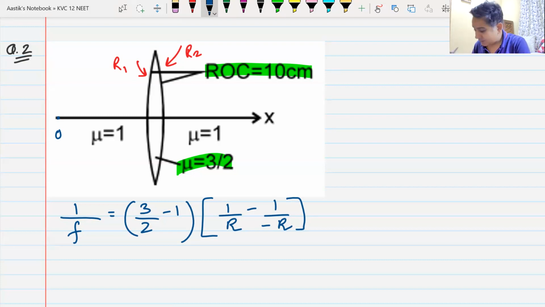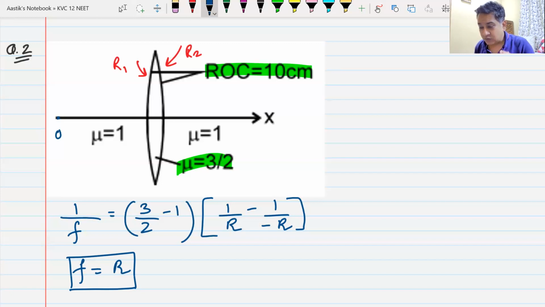So what will you get? The 3/2 minus 1 is half. And there you will get 2 by R. Half and half will cancel. And straight away your answer would be f is equal to R. So as soon as you see an equiconvex lens with radius same and refractive index 3/2, your answer will always be f equal to R. Do we understand this? That is how you can save some time.